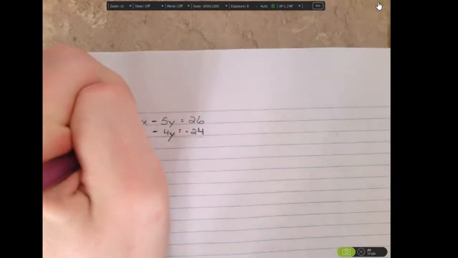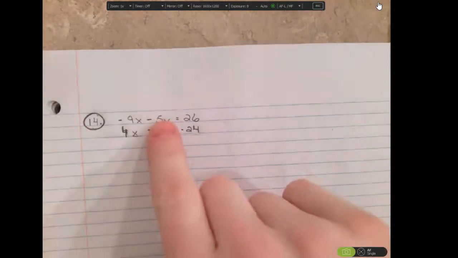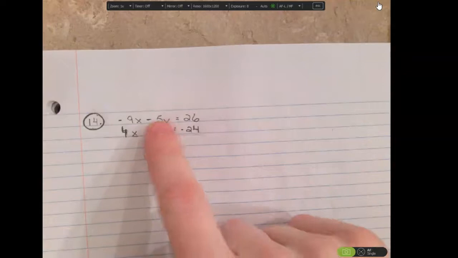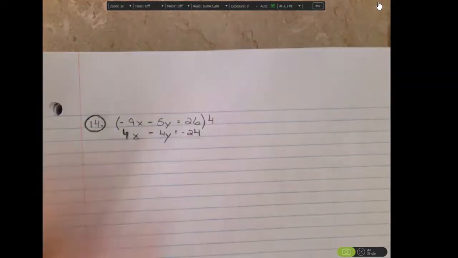Now, I like working with round numbers. So when I see this 4 and this 5, there's a number that instantly pops in my head, and that number is 20. 20 is a round number, and when I do 4 times 5, I get 20. So my goal in this is to get a 20 in front of the y for both equations. What do I need to multiply 5 by to get to 20? I need to multiply it by 4. So I'm going to multiply my top equation by 4.